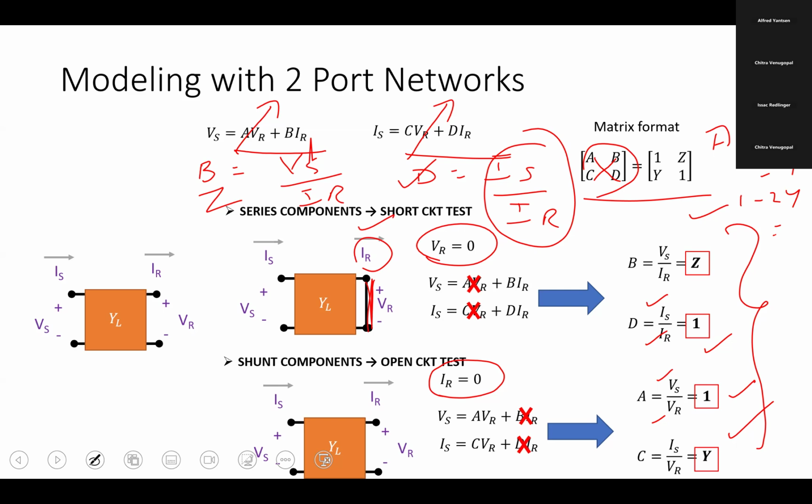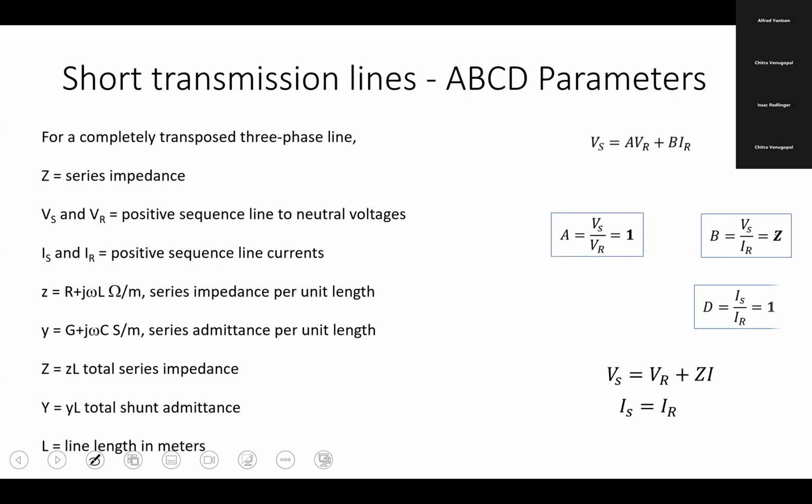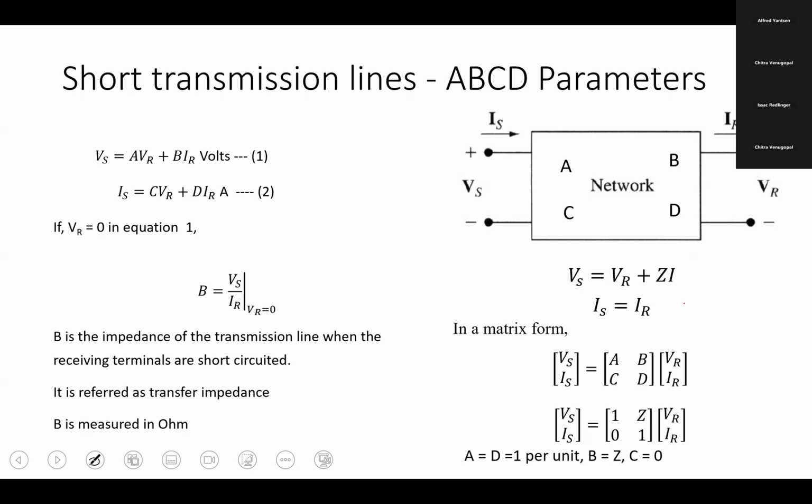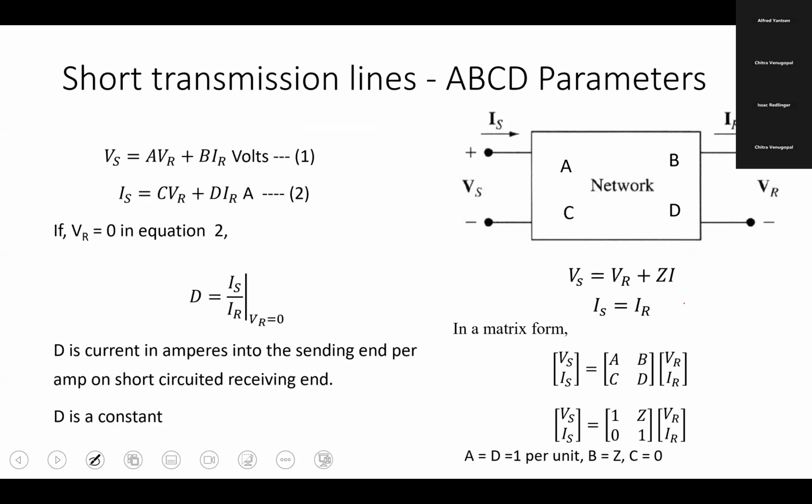Right. So this is for short circuit. Short circuit transmission lines, ABCD parameters are given by these ratios. So when it is short circuit, this is the explanation of the same thing that I showed just now.